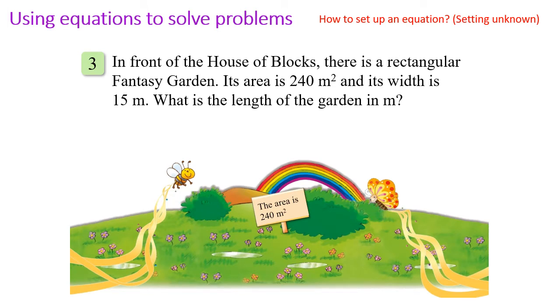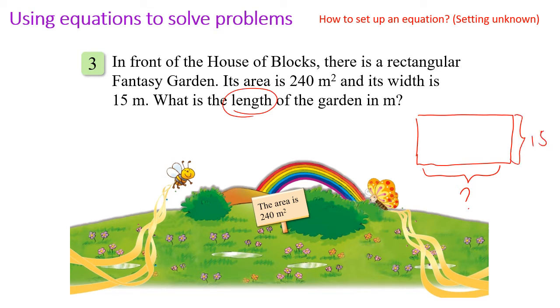Sometimes you may want to use the equation to solve the problem. When you're using the equation to solve your problem, don't forget to set the unknown if you can't find any unknown from the question. What does that mean? There's a rectangular garden. The length is unknown because the question is asking for the length, and the width is 15 meters. The area is 240 meters square, and you have to find the length of the garden.